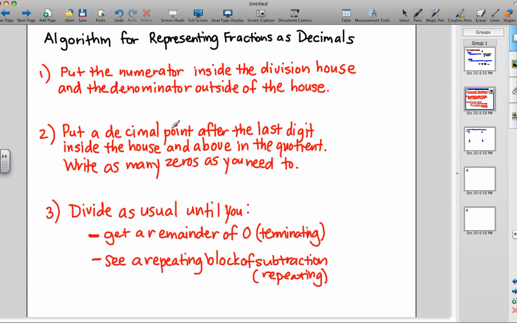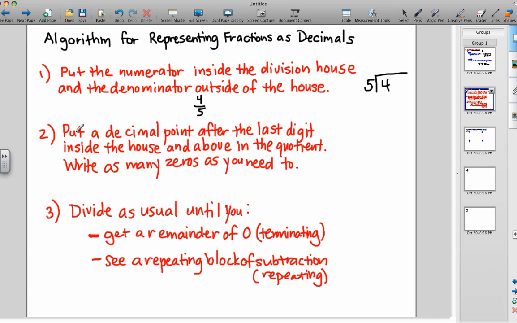Alright, the steps for changing a fraction to a decimal are as follows. We're going to follow the algorithm, and an algorithm is a step-by-step procedure to get an answer. Alright, the first step is to put the numerator inside the division house. Let's take, for example, the fraction 4/5. The numerator in 4/5 is 4, the denominator is 5. So we'll put the numerator of 4 in the division house, and the 5 will go outside the house.